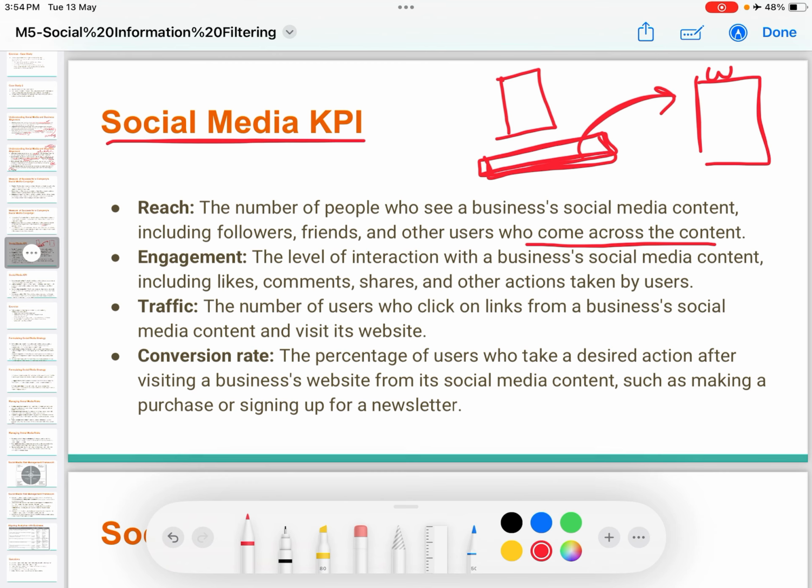Conversion rate, the percentage of users who take desired actions after visiting the business's website from its social media content. So by clicking this link, they reach the website and they take an immediate action. What did they do? They made a purchase, or signed up for newsletters.